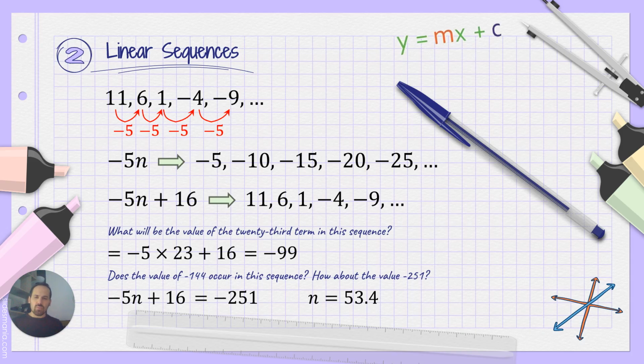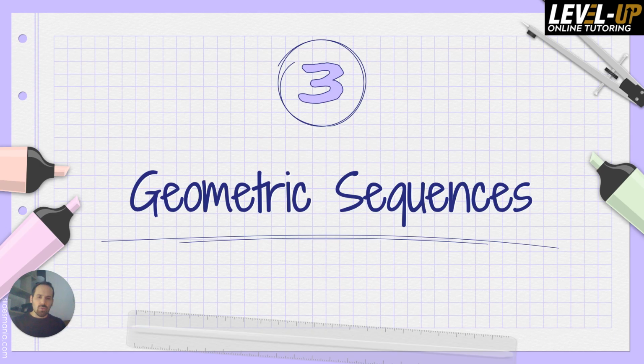If you want to prove something is a term in the sequence, you just assume it is, solve the equation to find out what term number it is, like what value of n basically. And if that value is not an integer, then it's saying no, it's not going to occur in that sequence. Right. So that's pretty much everything on linear sequences that you could be asked.